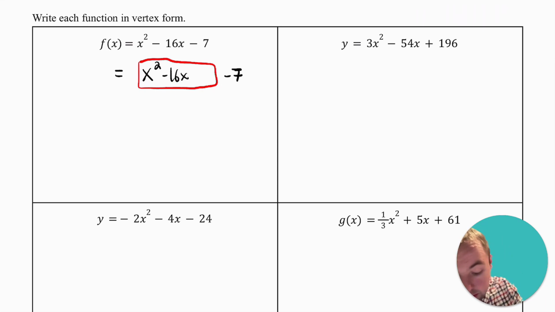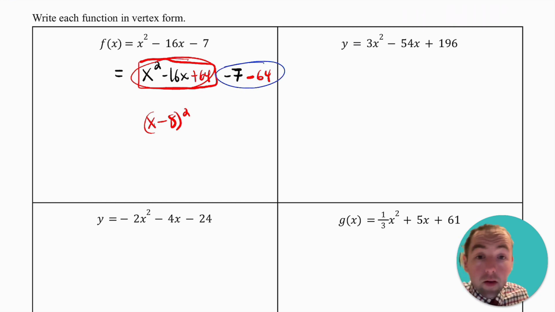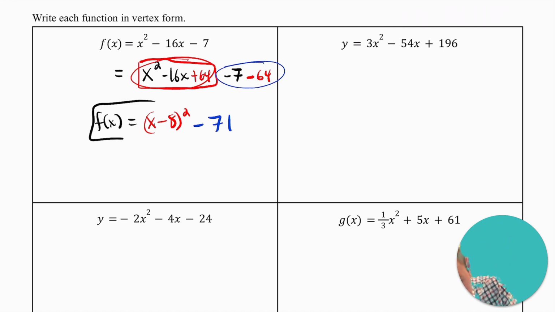Since my b value is -16, I'm going to take half of that, which is -8, and then square -8, which is 64. That's what's needed to complete the square. But then I'm also going to subtract 64 to make sure it stays the same equation, so the plus 64 and -64 cancel each other out. It's needed because right here this is going to factor nicely as the quantity x minus 8 squared. Then I can take those two numbers right there, -7 and -64, and combine them together. That gives you -71. And so that gives us f of x, just rewritten, but now in vertex form.